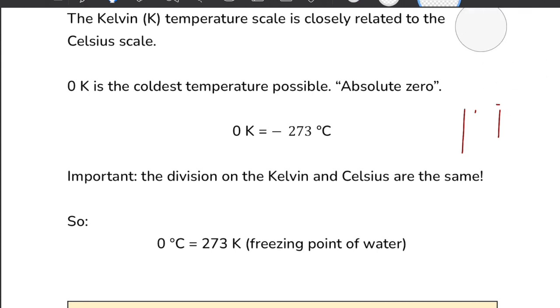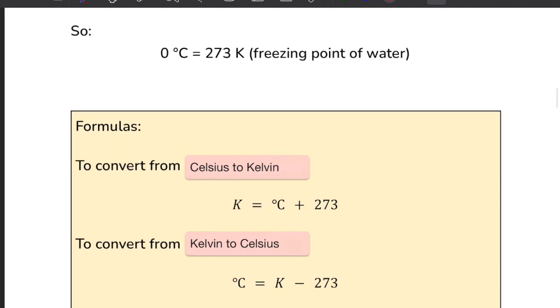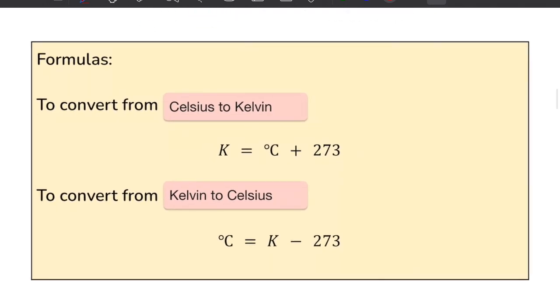All right, moving on. Now let's talk about the freezing point of water. So we know that water freezes. It goes from liquid state to solid state at 0 degrees Celsius, right? So to compare that to Kelvin, that would be positive 273 degrees Kelvin, okay? So now on the screen, I have two formulas for you. One to help you convert from Celsius to Kelvin, and one to help you convert from Kelvin to Celsius.